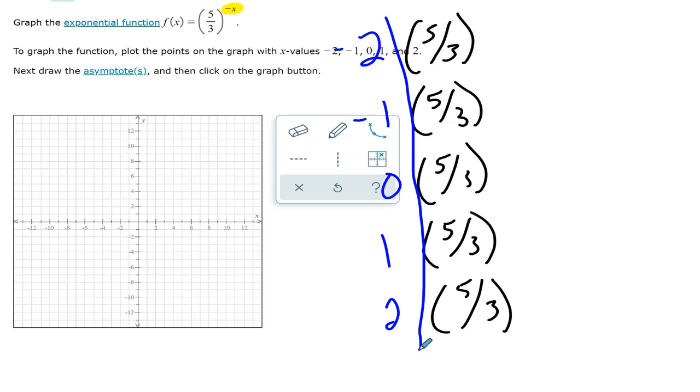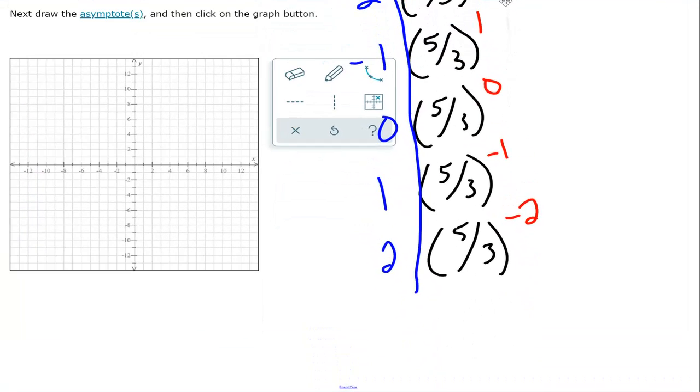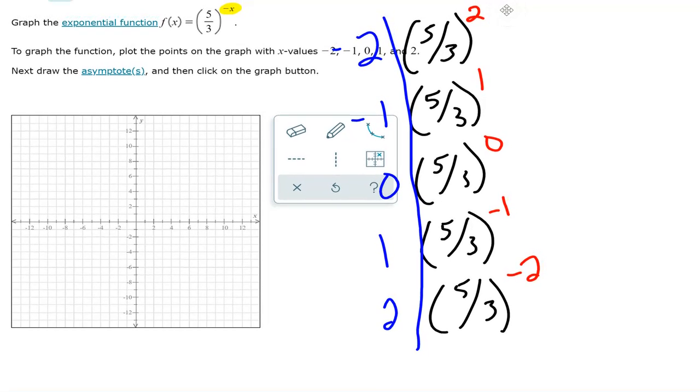But because of that negative sign up here, that negative becomes a positive, so that's really a 2. That negative 1 becomes a positive 1. That 0 still stays 0. That 1 becomes a negative 1, and that 2 becomes a negative 2. So when I do my calculations, those are the things that are going to actually matter.